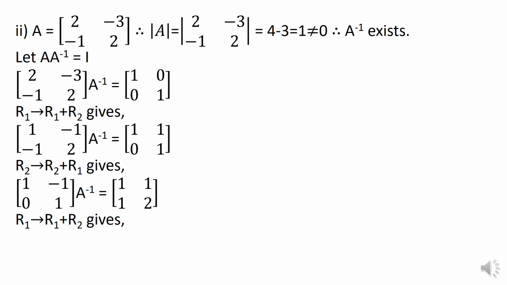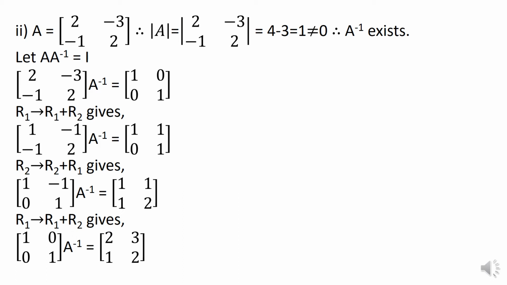In the next step, we see that 1 is already there in the A 2 position. So we only want to convert that minus 1 into 0. So we do R1 plus R2 in the next step. So thus we get, observe the first row. 1 plus 0, that is 1, and minus 1 plus 1, that is 0. RHS, 1 plus 1 gives us 2 and 1 plus 2 gives us 3.